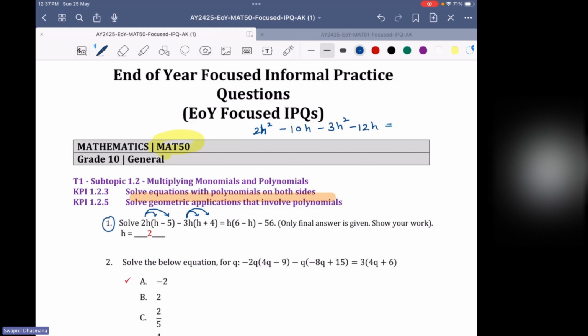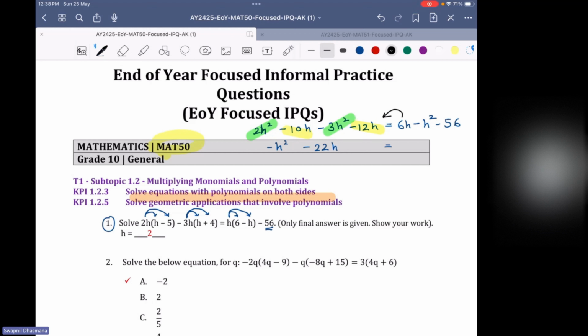is equal, then 6 times h and h times h. So that will be 6h minus h squared. There's a negative 56, that will be as it is. Now we will combine the like terms, 2h with 3h squared and 10h with 12h. So you'll get negative h squared minus 22h.